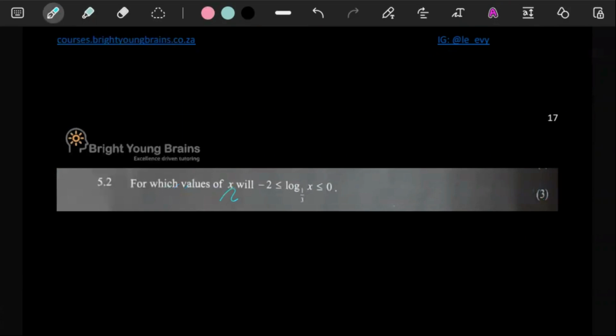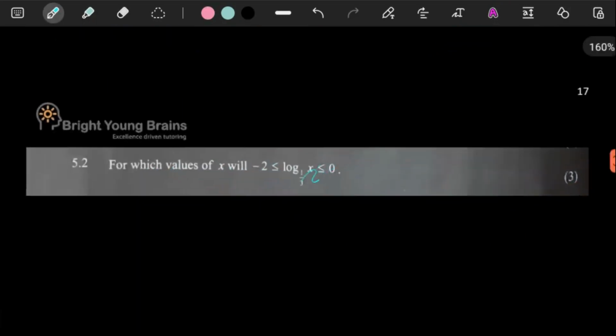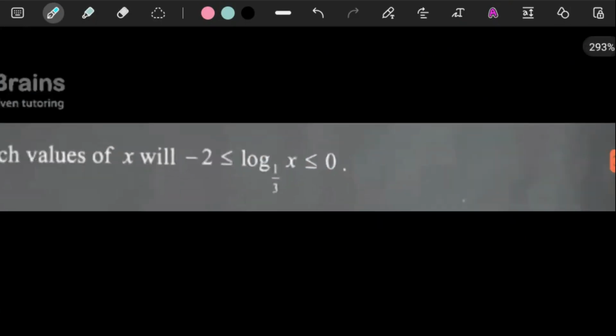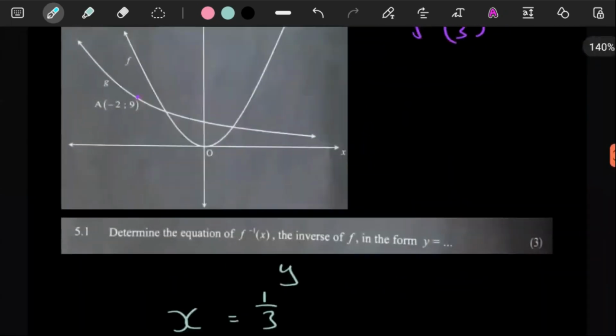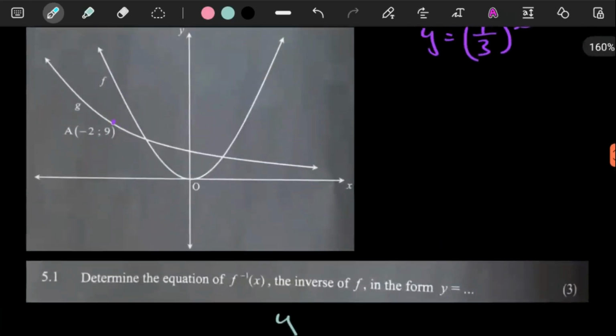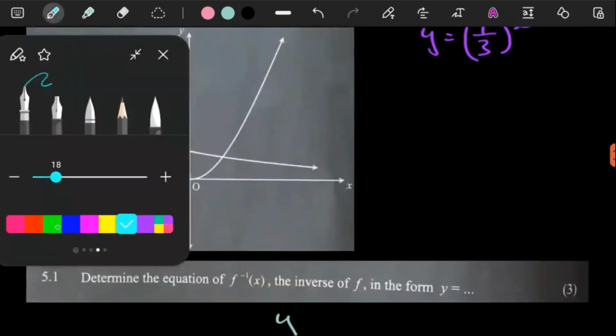For 3 marks, for which values of x will this be between negative 2 and 0? Where will the inverse be between negative 2 and 0? So this is technically asking where the y values are bigger or equal to negative 2 or smaller or equal to 0. Fortunately, you have the original graph G here, right?